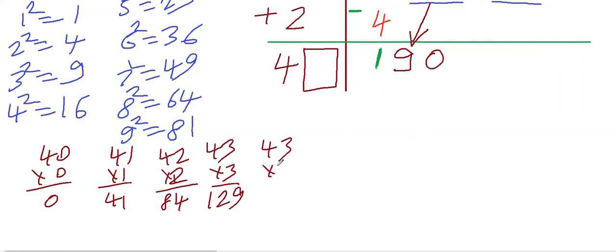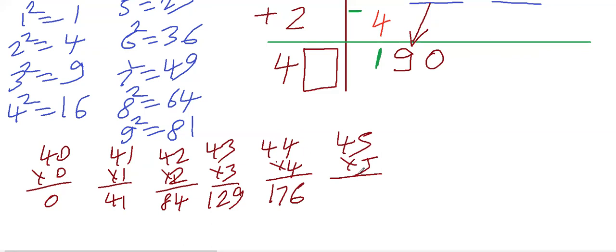Then I will use 44. Sorry, I have to use 44, right? So it will be 44. So 44 into 4, I will get 176. Then I will use 45 into 5. So 45 into 5, I will get 225.